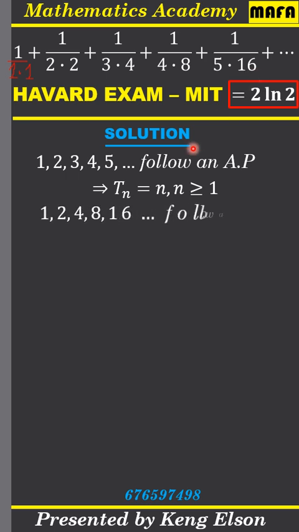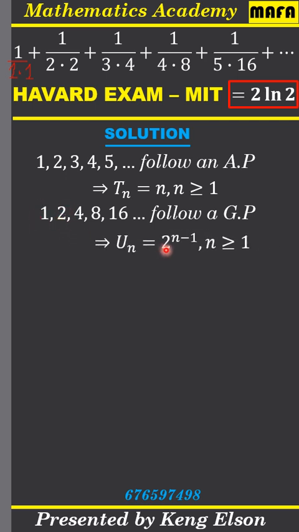What do they follow? They clearly follow a GP because 2 over 1 is 2, 4 over 2 is 2, 8 over 4 is 2, and 16 over 8 is 2. So we can conjecture that these numbers follow a GP, and the nth term of a GP is given by a r to the n minus 1, where a is the first term and r is the common ratio. Our common ratio is 2, so the nth term is 2 to the power n minus 1 because the first term is 1, for every n greater or equal to 1.